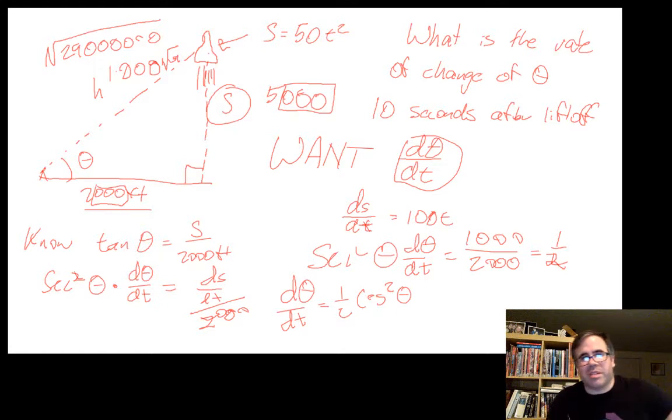But we actually need cosine squared, so that's kind of nice for us, because we get 1/2 cosine 2,000 over 1,000 root 29, squared.